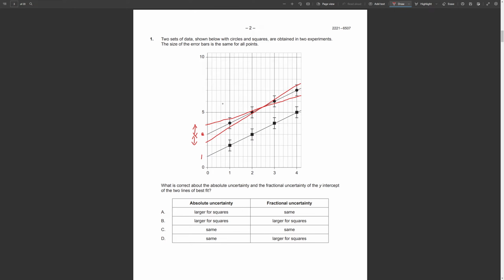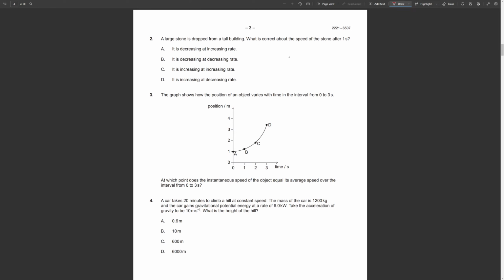As the circle line and the square line are completely identical, they give the same absolute uncertainty. And how about the fractional uncertainty, which is delta y over y? As they have the same absolute uncertainty but a different measured value, the smaller measured value gives a greater fractional uncertainty, which is the square. The answer is D.